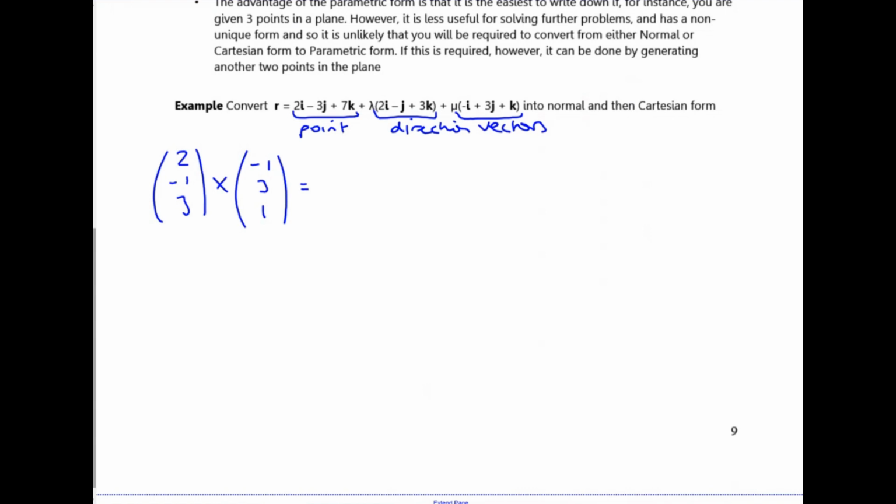So I get -1, -6, -10. -1, -9, I get -3, -2, -5, and I get -1. Okay, so you do the cross product of those two. I've done that in my head, but you substitute it into the formula. You get that. You could use that as your normal vector.